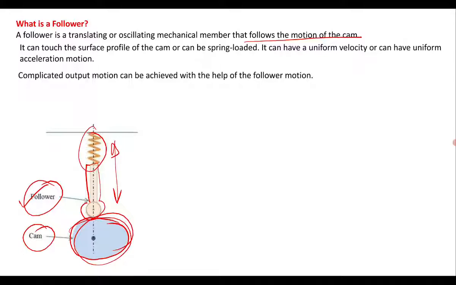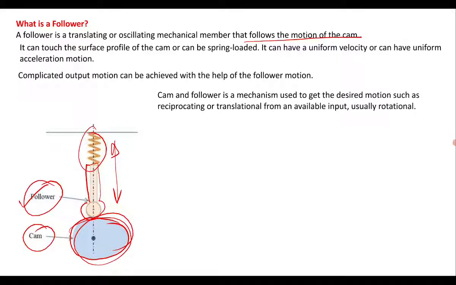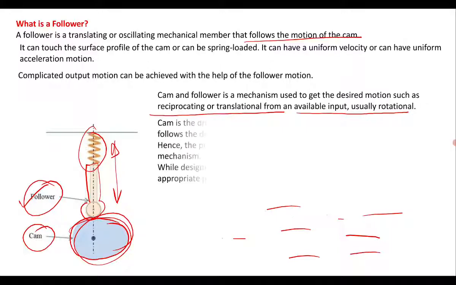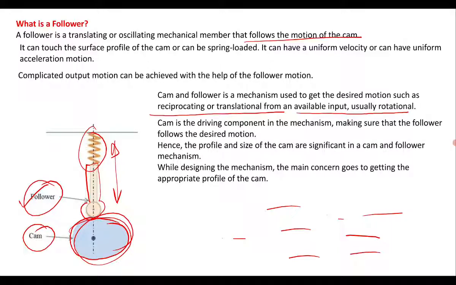Complicated output motion can be achieved with the help of the follower motion. So cam follower motion, or cam and follower, is a mechanism used to get the desired motion, such as reciprocating or translational, from an available input. Cam is the driving component in the mechanism, and makes sure that the follower follows the desired motion.